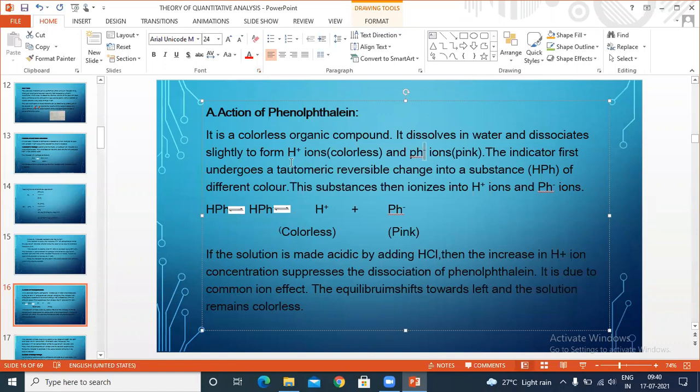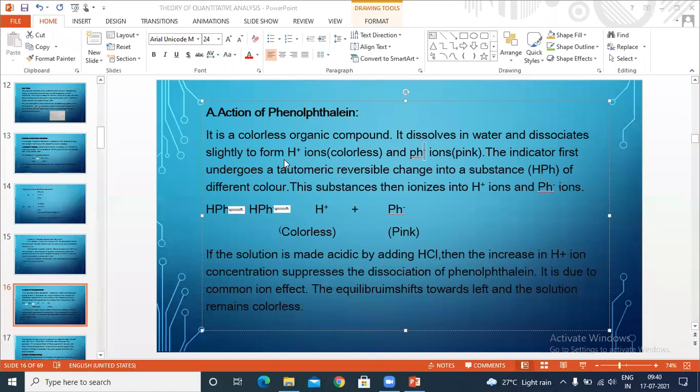The indicator first undergoes a tautomeric reversible change into a substance HPh of different color. This substance then ionizes into H plus ions and Ph minus ions. So what is the meaning of this? Phenolphthalein won't directly undergo dissociation. It has some tautomeric form. What is meant by tautomerism or tautomers? I told you in the previous class, meaning in the previous topic.